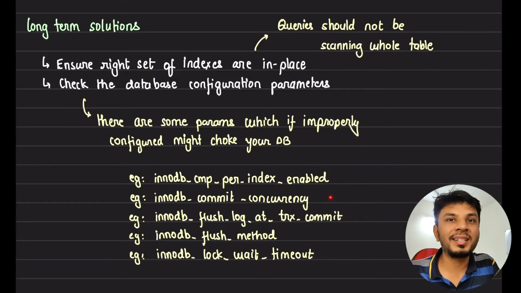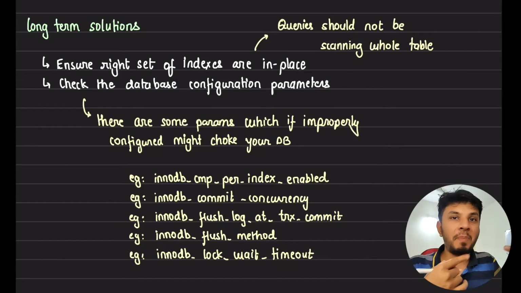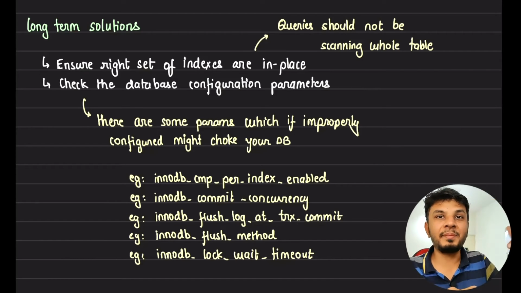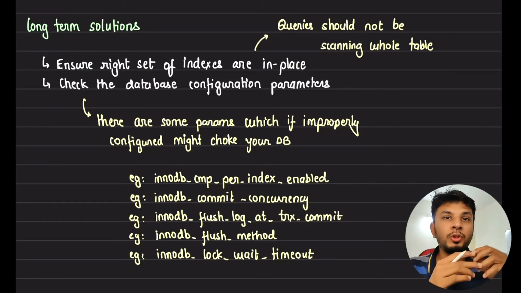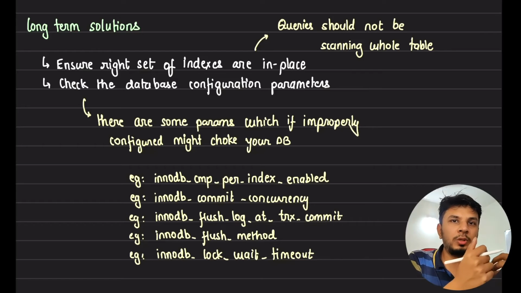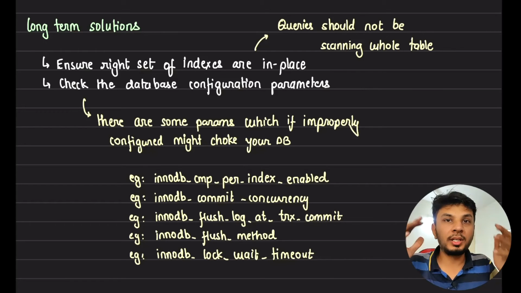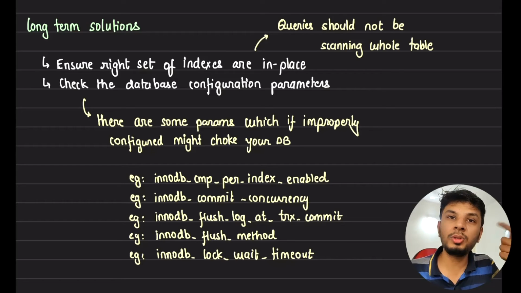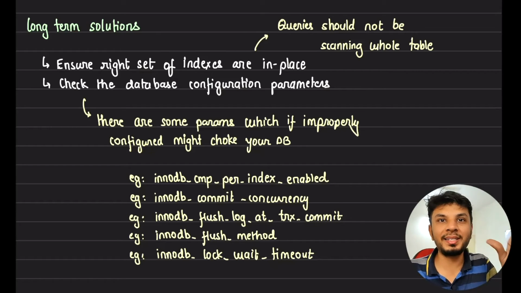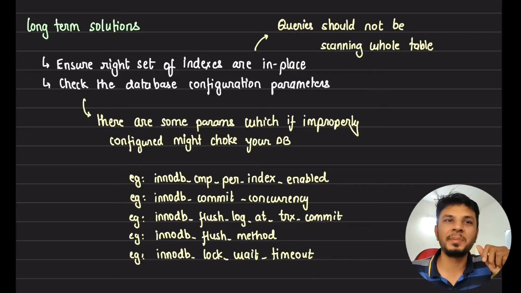Second is commit concurrency, so InnoDB commit concurrency. It says how many threads in parallel can commit at the same time onto this database. The max value I think for this is 1000. But what's your current value, what's the value that you desire to have, and what kind of impact would it have? You need to load test to see what the impact of changing this parameter is.